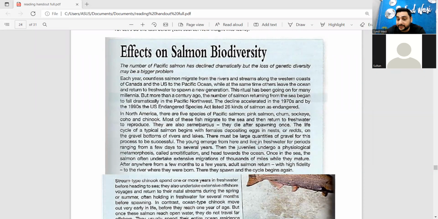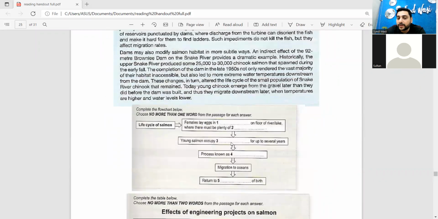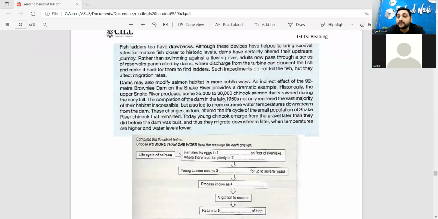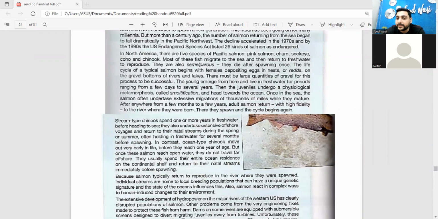Don't choose anything out of guess. যে আমি process বসায় দিলাম, but process doesn't come after large quantities or plenty. The word gravel comes. You have to be careful. Next one, the third gap. Young salmon occupy dash for up to several years. So you have to find young salmon. So maybe young, it might be small salmons, or might be a similar word or synonym there. And occupy, instead of occupy, you may say take place, live. Even living is also occupying a place.